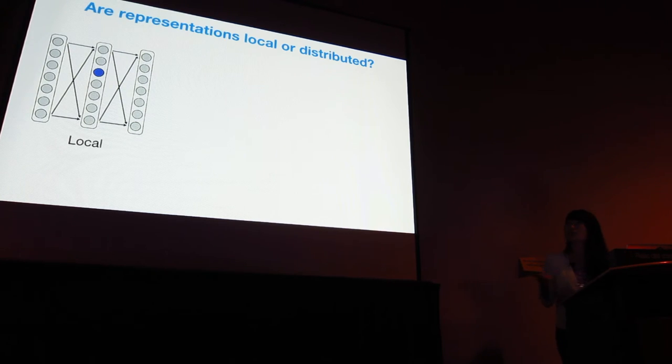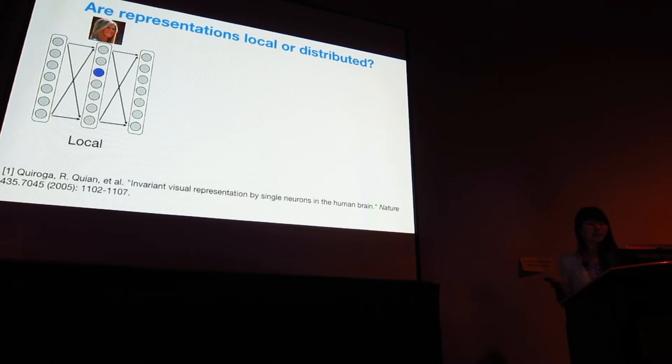So I want to start the talk with the teaser question of whether representations learned in deep neural networks are local or distributed. What we mean by local here is that a certain concept or semantic meaning can be encoded by a single neuron. And this is the idea of the Jennifer Aniston neuron that Demis and others have talked about this week, where a single neuron would fire for images of her.